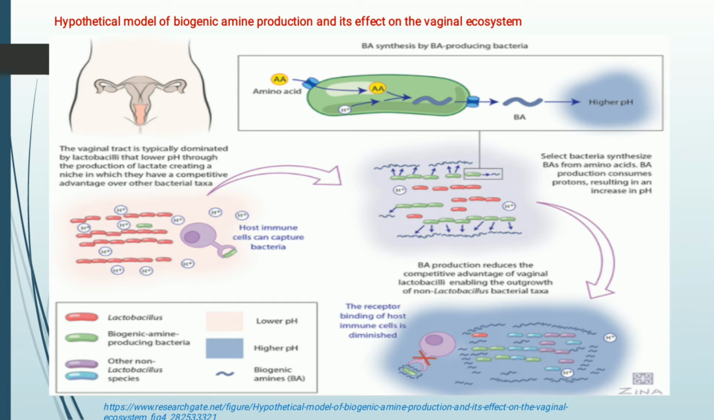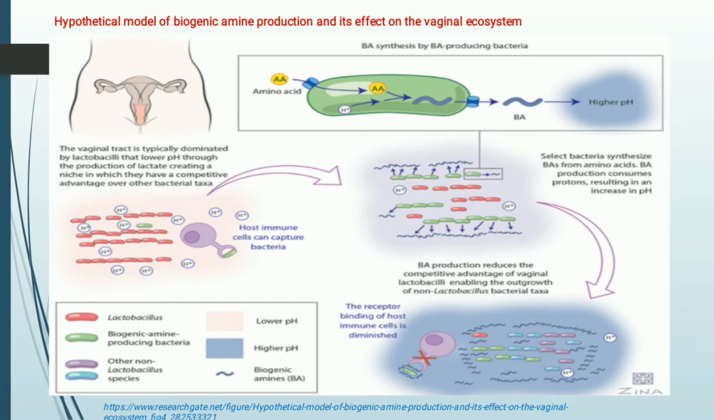But what happens when the bacteria is the kind which can produce biogenic amine? Biogenic amines are active compounds released by some bacteria, not by all types of bacteria. Some different types of bacteria can produce biogenic amine, which is an active compound.